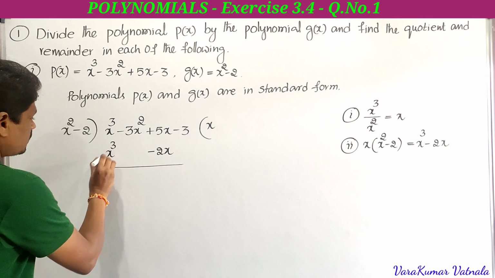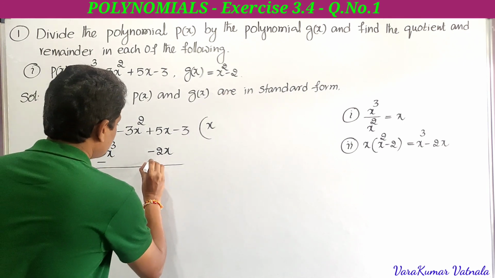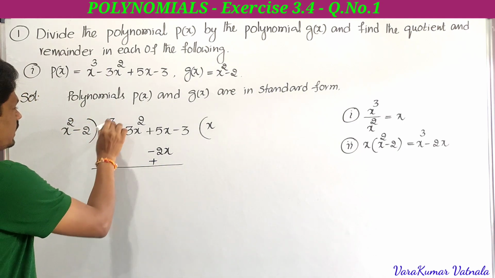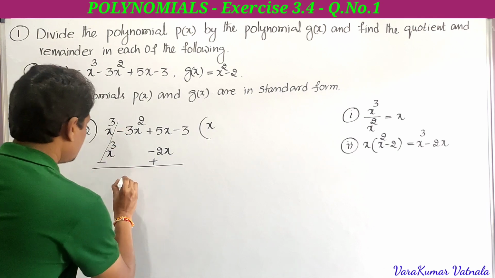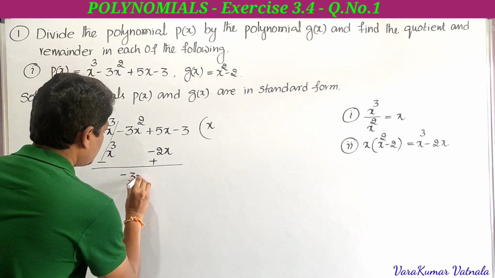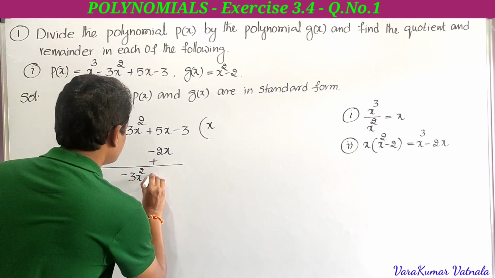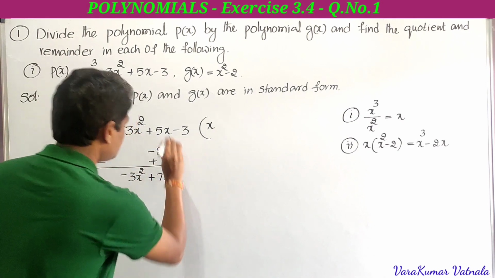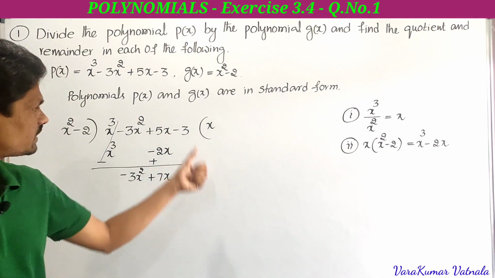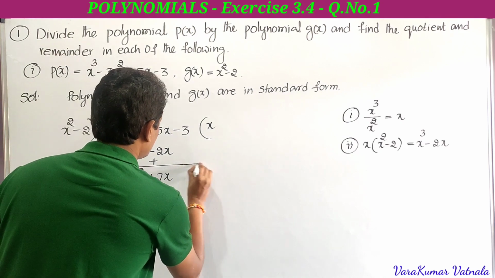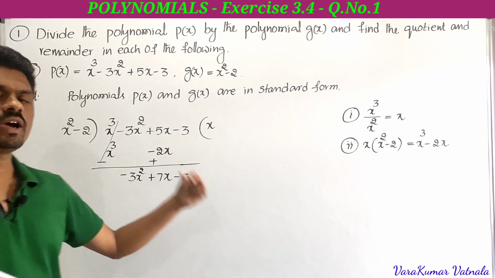So here, upon subtracting, this plus x cube becomes minus x cube, and minus 2x becomes plus 2x. So x cube minus x cube gets cancelled. Here minus 3x square, as usual, stays minus 3x square. Then 5x plus 2x gives 7x. Take this minus 3 here. We get minus 3x square plus 7x minus 3.